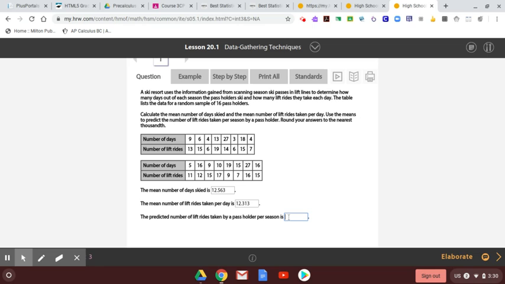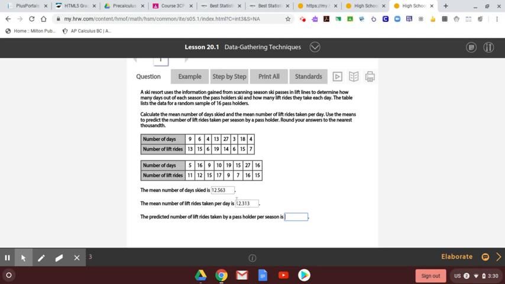And then it says the predicted number of lift rides taken by a pass holder per season is what? So the total number of lift rides would be number of days times number of lifts. So we're going to take the averages and multiply them together. I'm not sure whether they want the answer of the ones that we've already rounded or the ones before, but let's type it in and we can check our answer. So let's try taking these two and multiplying them together.